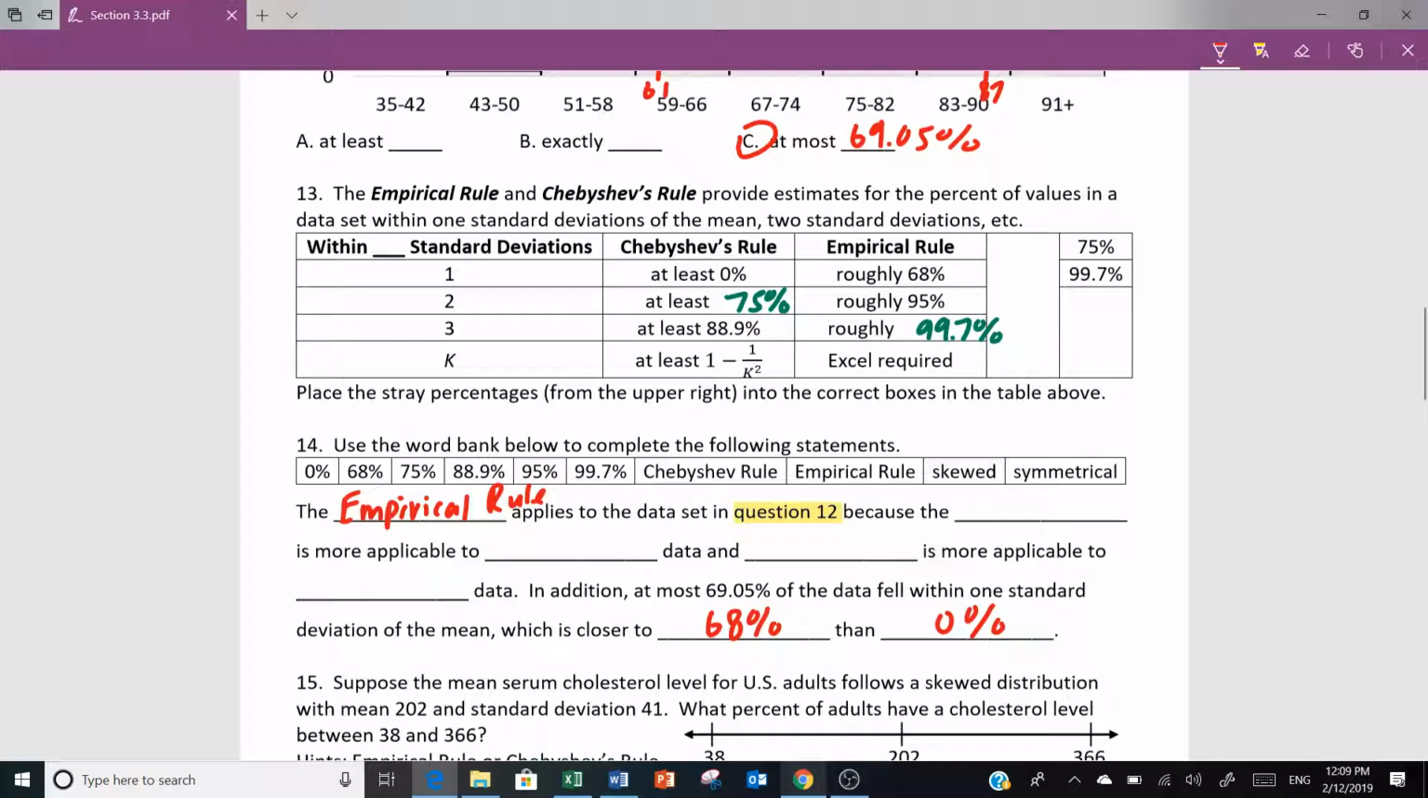Okay, let's think about this. What's the higher value, the 68 or the 0? 68. Why are we getting a higher value? It's because more data is in the middle. What kind of distributions have more data in the middle? Symmetrical. So the empirical rule applies to symmetrical data because that's when you're going to have more stuff in the middle. You're going to have more data within one standard deviation of the mean. So this one was empirical rule. Although you could have written Chebyshev if your next blank was skewed, but we're going to start with empirical rule and then just say symmetrical.